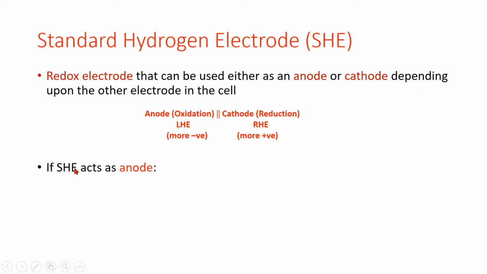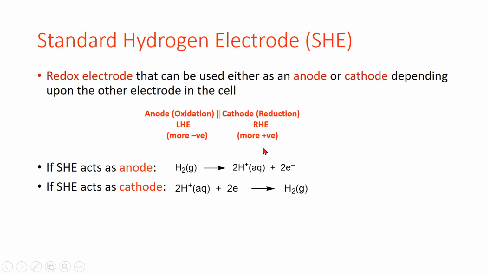If the standard hydrogen electrode acts as an anode, then hydrogen is giving rise to protons with the release of electrons, that is, oxidation takes place. If the standard hydrogen electrode acts as cathode, then reduction of protons to hydrogen takes place.